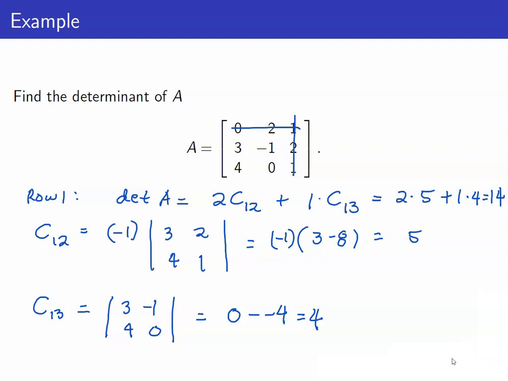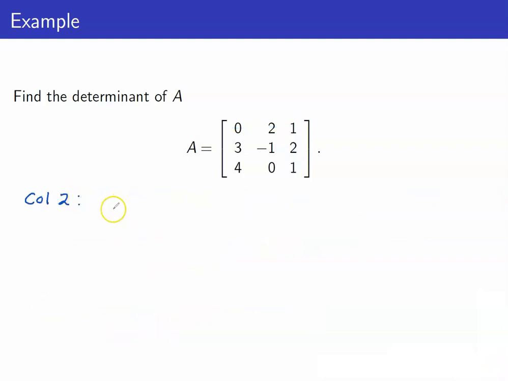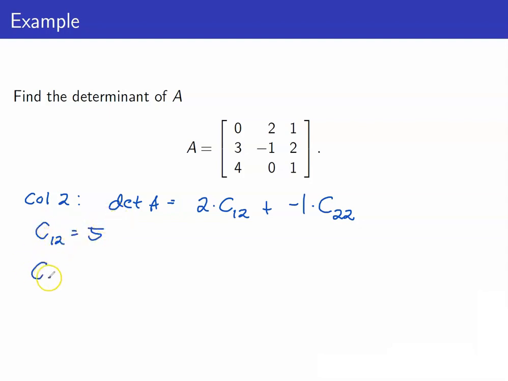Just to show you that you will get the same number regardless of which row or which column you will choose, let us compute the determinant using column 2. Using column 2, we have 2 times C12 plus negative 1 times, this is C22. We already computed C12 earlier to be equal to 5. Let us just compute for C22. First, what is the sign? Is it positive or negative? 2 plus 2 is 4, so that's just positive 1.